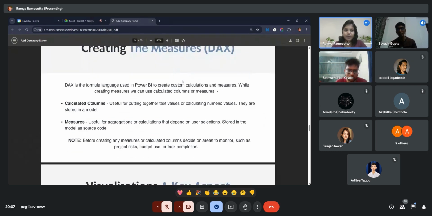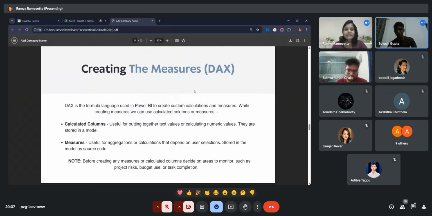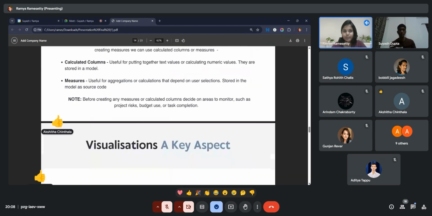Yes, whether it is achievable or not, you are trying to say here, right? Yes, whether it is achievable or not. I hope everyone understands the creation of the measures. Let's move on to the next slide.